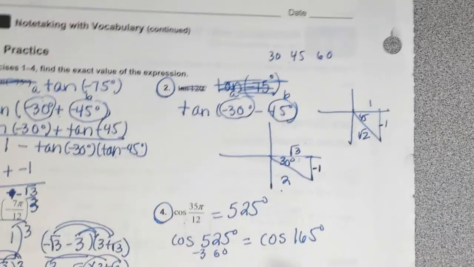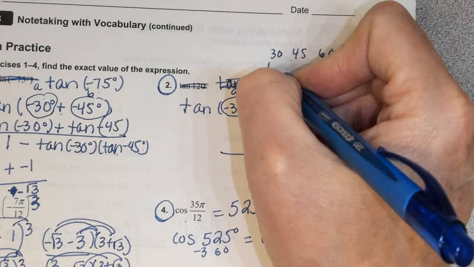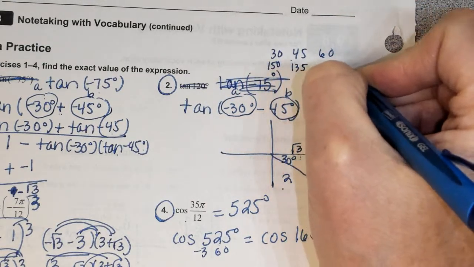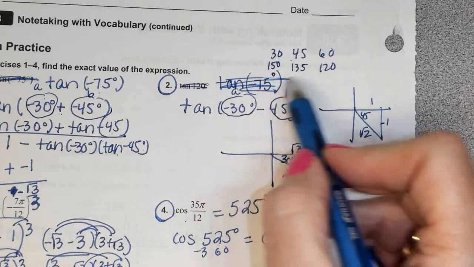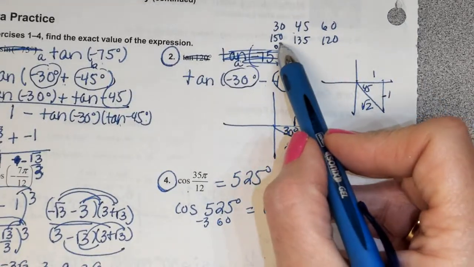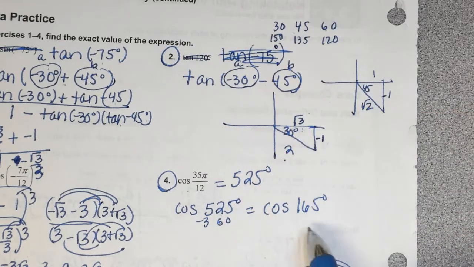Now, we don't have to just use 30, 45, and 60, because we could also use 150, 135, 120. Do you see what I'm doing, thinking of the second quadrant? Are there any combinations there? Like, can I combine any of these numbers with any of those numbers and get 165? Which ones could we combine?